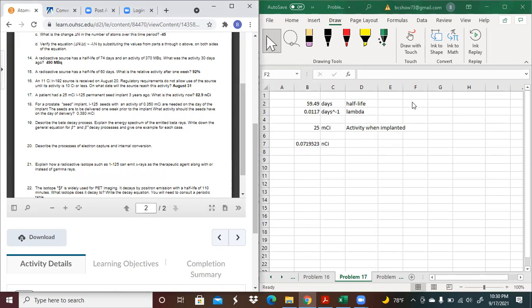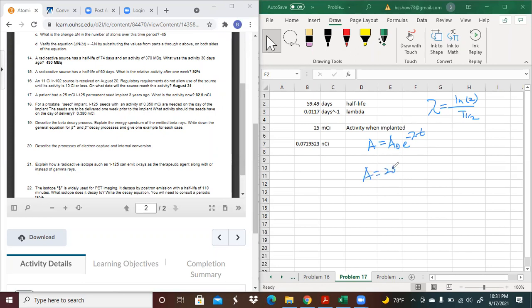We know what lambda is. Again, lambda is computed, and you may be sick of hearing me say this by now. It comes from that. So this is the activity when it's implanted. We have here the number of days, which we could turn into years if we really wanted to, since the problem says it was implanted 3 years ago. But what we're looking at is the activity at time t, which is equal to the original activity times e to the minus lambda t.